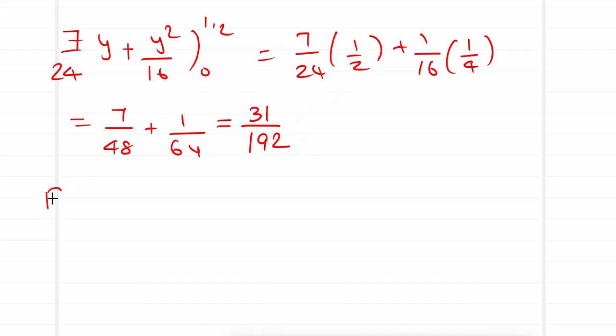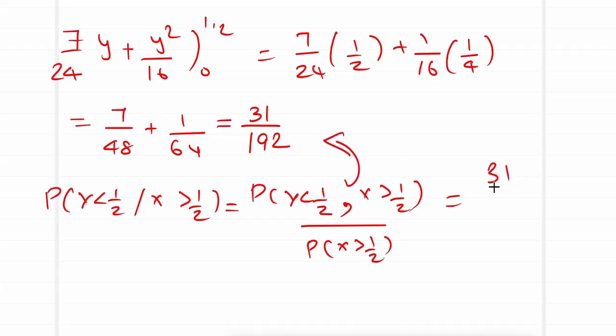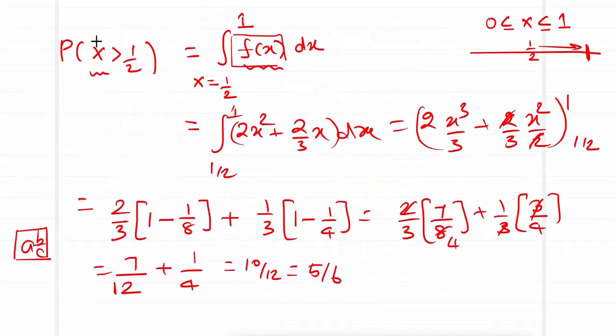How to complete the last subdivision? We know that it is y less than half condition x greater than half. So it is probability of y less than half comma x greater than half divided by probability of x greater than half. We just now evaluated the value of the numerator as 31 divided by 192. And how about the denominator? The denominator also has been estimated. We know that probability of x greater than half is going to be 5 by 6.